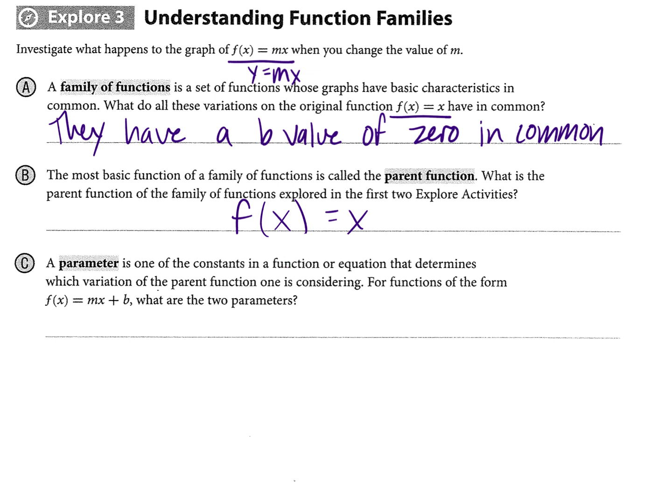All right, then in C, it says a parameter is one of the constants in a function or equation that determines which variation of the parent functions one is considering. What things can we change about the original function to create new functions? So it says for functions in the form f of x equals mx plus b, what are the two parameters? Well, we can change the m and we can change the b, which both of those are the slope and the y-intercept.